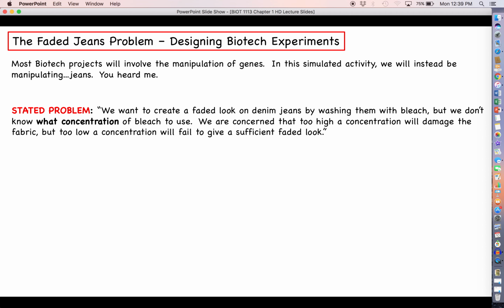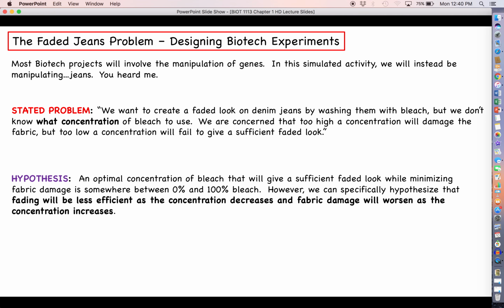So the idea is that we want to create a faded look on denim jeans, not the kind of jeans that we were just talking about, literally jeans that you wear. We want to create a faded look on denim jeans by washing them with bleach, but we don't know what concentration of bleach to use. Obviously, with something like bleach, you could imagine that you could kind of go overboard, right? So we are concerned that too high of a concentration of bleach will damage the fabric, but too low of a concentration will fail to give that sufficient faded look that we're looking for.